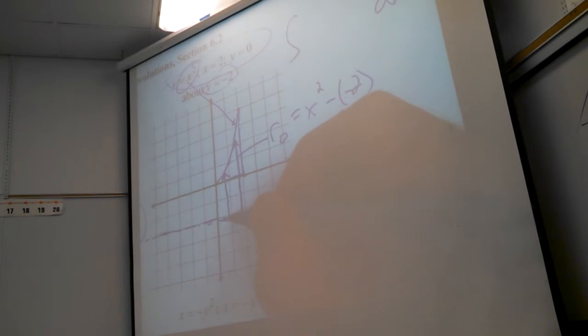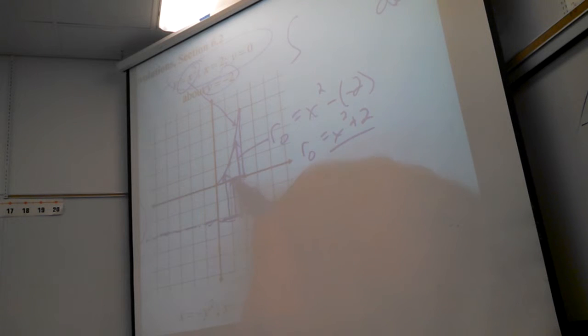So I start at negative 2, and I go up to y equals x squared. So how far did I go? x squared minus negative 2, x squared plus 2. Not only did I go x squared, but I also went this 2 in addition. So that's how most of you got that, which is beautiful, but there's a more general way to look at it. What's r inner? That's easy. 2, from the axis.